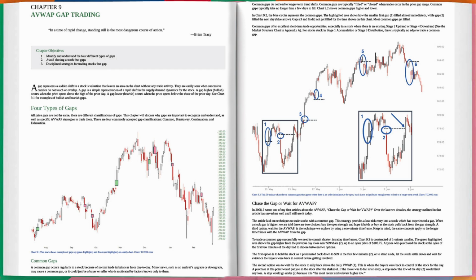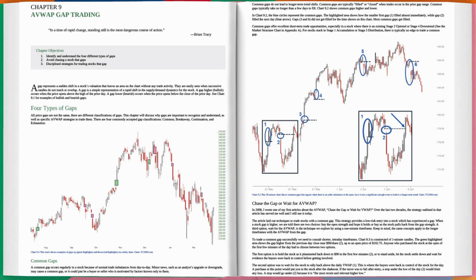Common gaps are typically filled or closed when trades occur in the prior gap range. Common gaps typically take no longer than a few days to fill. Chart 9.2 shows common gaps higher and lower. In Chart 9.2, the blue circles represent the common gaps.